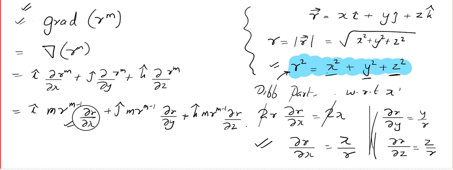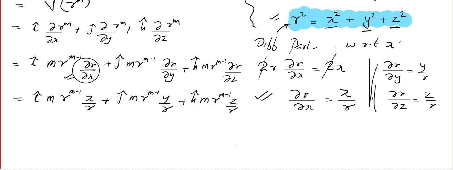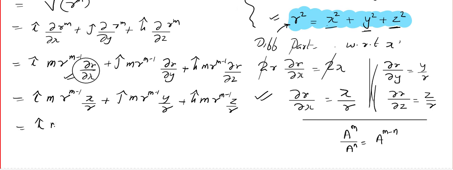But we already know these values, so I am going to plug in those values. m r power m minus 1 x by r plus j m r power m minus 1 y by r plus k m r power m minus 1 z by r. Now let's use the laws of indices. a power m by a power n is given by a power m minus n. So we end up with i m r to the power m minus 2 into x plus j m r to the power m minus 2 into y plus k m r to the power m minus 2 into z.